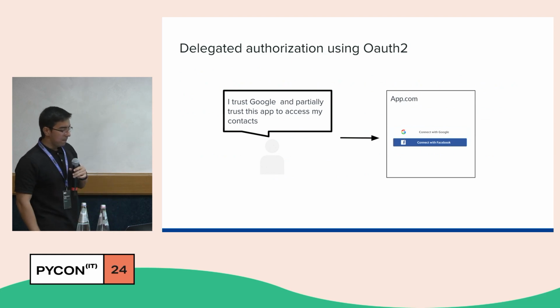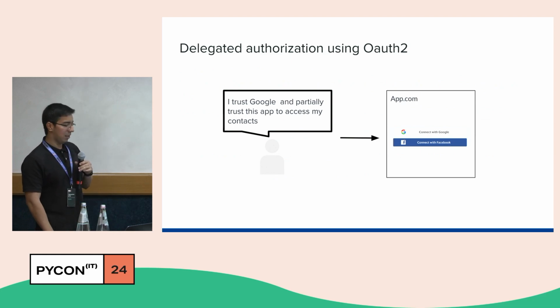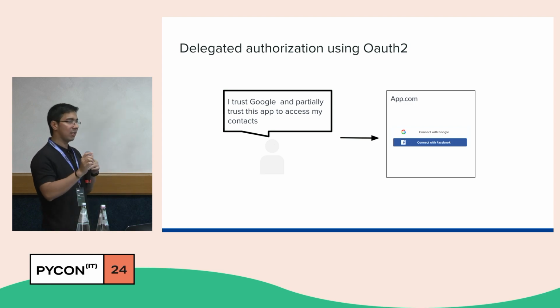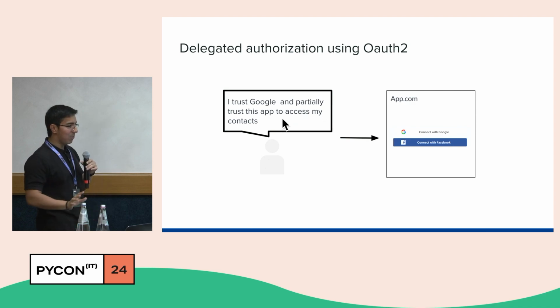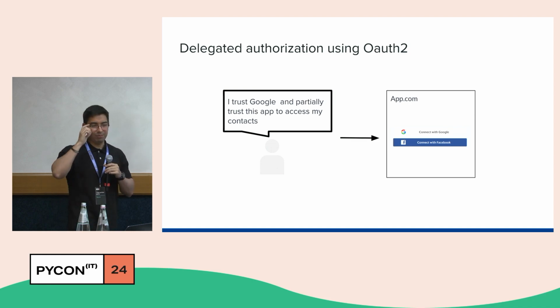So, as I mentioned, how does it work means that me as a user, I trust. I'm going to use the example of Google, but you can make the same example for Microsoft or LinkedIn and so on. So the common phrase is, okay, I trust Google, my Google account, and I partially trust this app to access my contacts, right? I have an application that I created, or I'm working in an organization, and I want them to access through Google. So as a user, I partially trust this application to access my contacts.